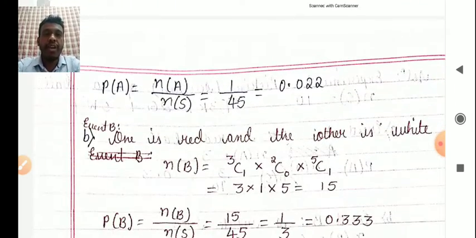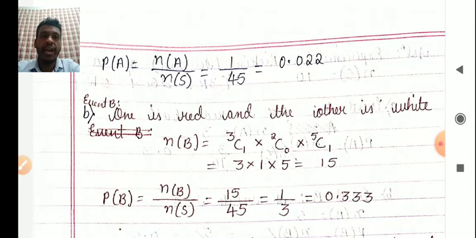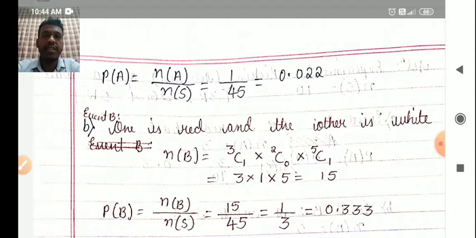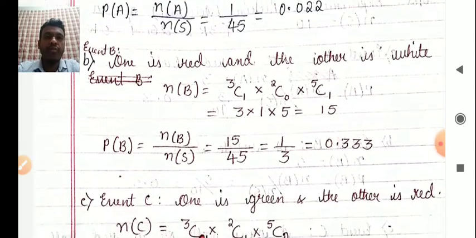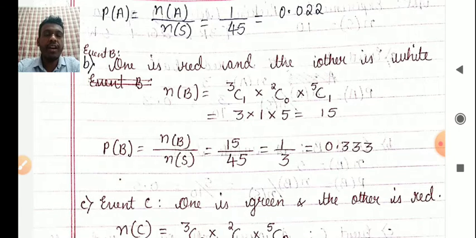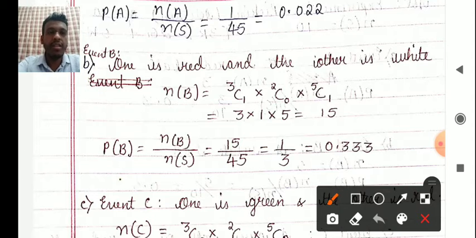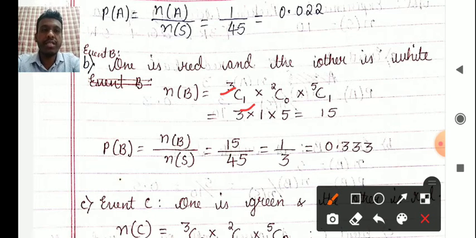So probability of A is equal to n of A upon n of S. Okay. Event B now. What is event B? Event B: one is red and the other is white. N of B is equal to, how many red balls are there? Out of a total of 3 balls available, 1 is red.